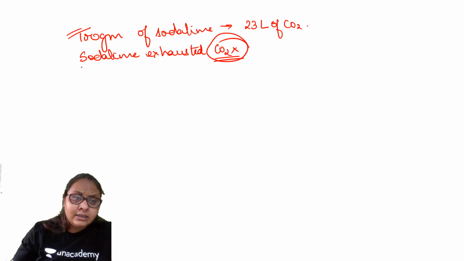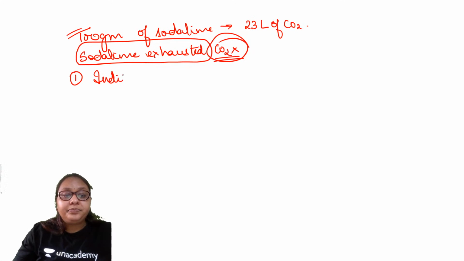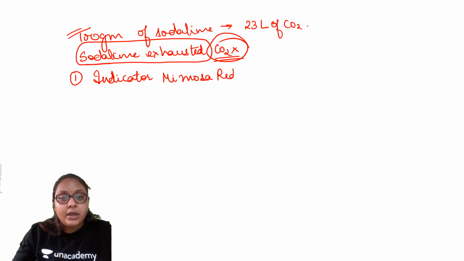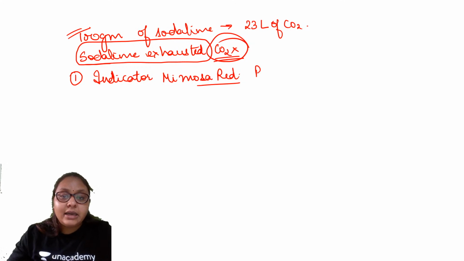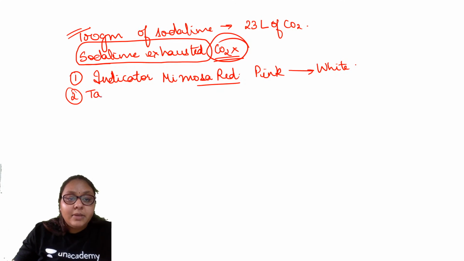So what are the signs of soda lime exhaustion? First of all, it has an indicator. In our clinical practice, the most common indicator used was mimosa red. Initially when it is fresh, it is pink in color. When it is exhausted, it will turn white.